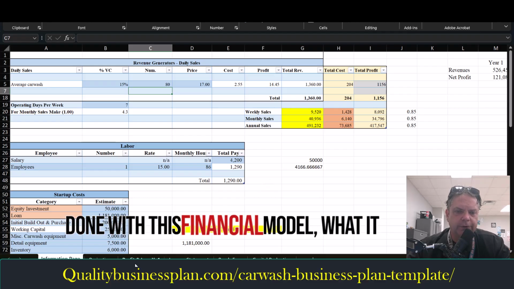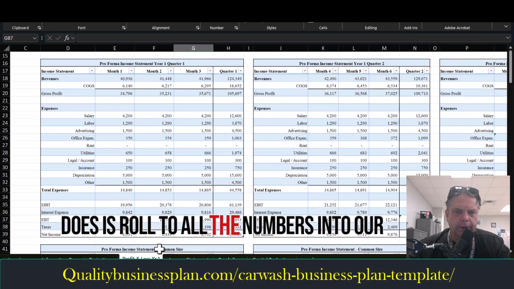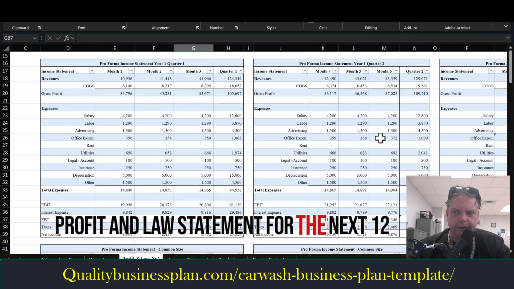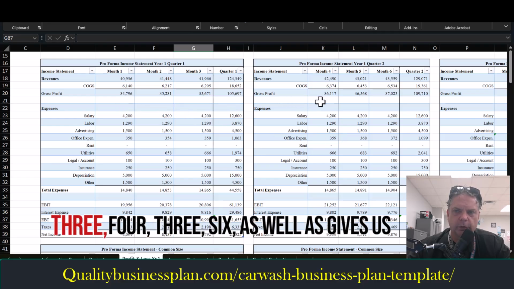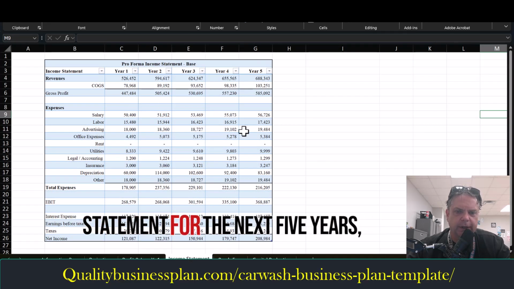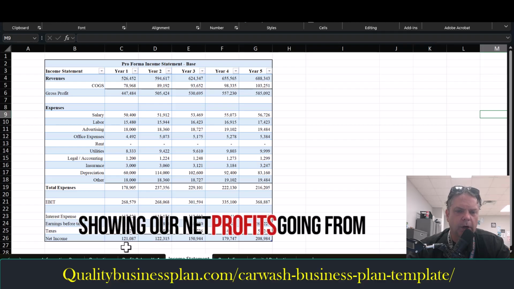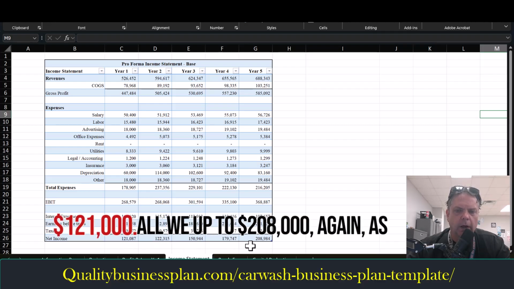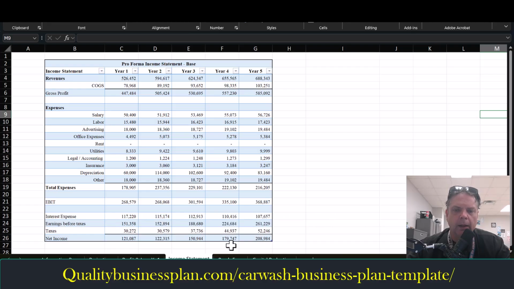Once we're done with this financial model, it rolls all the numbers into our profit and loss statement for the next 12 months, month 1 through month 3, 4 through 6, as well as gives us a pro forma income statement for the next 5 years, showing our net profits growing from $121,000 all the way up to $208,000. Again, as long as we hit our growth rates.